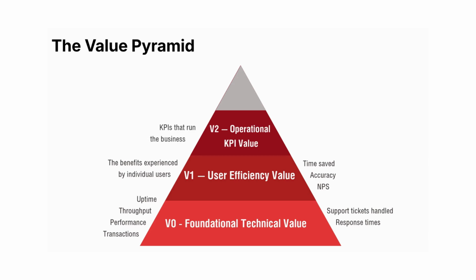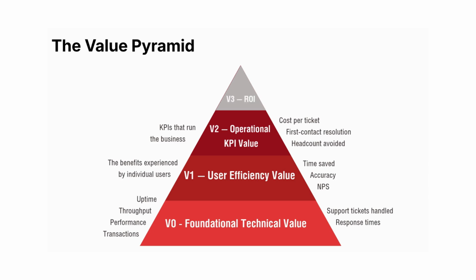In our customer support example, a V2 would probably be something like cost per ticket dropping, first contact resolution rising, headcount avoided per tens of thousands of tickets handled. These are the numbers the VP of customer support is measured on every quarter. If you can't connect a V1 efficiency to a V2 KPI, you don't have a story, you have a usage report.